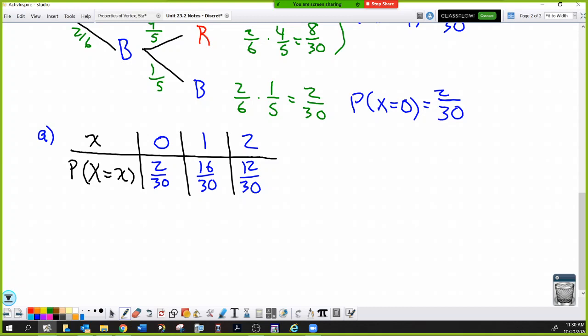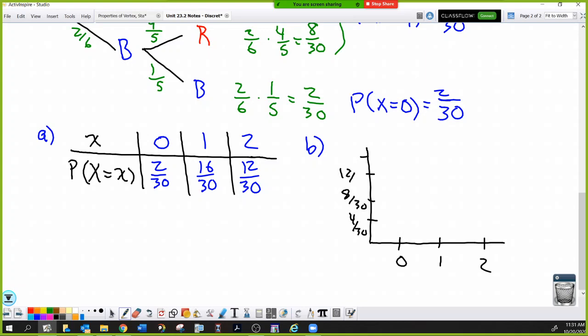And then part B just says to illustrate it with a graph. Do a bar graph this time, since we did a spike graph last time. X equals 0, x equals 1, x equals 2. And all these things are 30ths, and it looks like I went by 4s. I only have 4 tick marks on mine. 1, 2, 3, 4. So this was 4 30ths, 8 30ths, 12 30ths, and then 16 30ths.